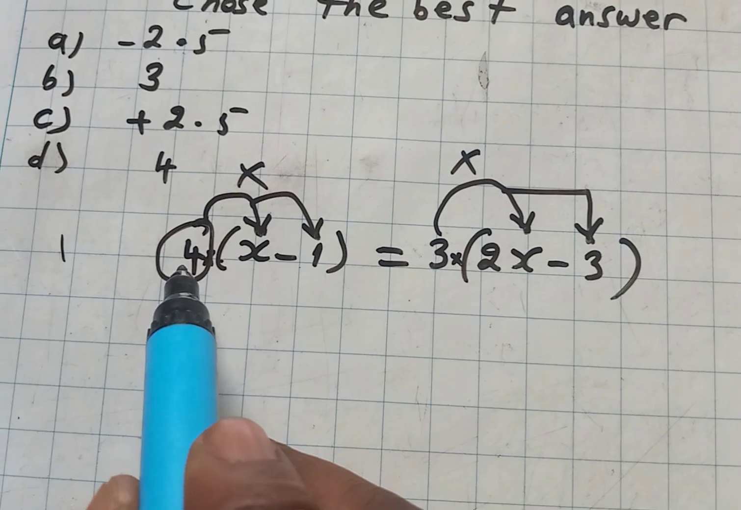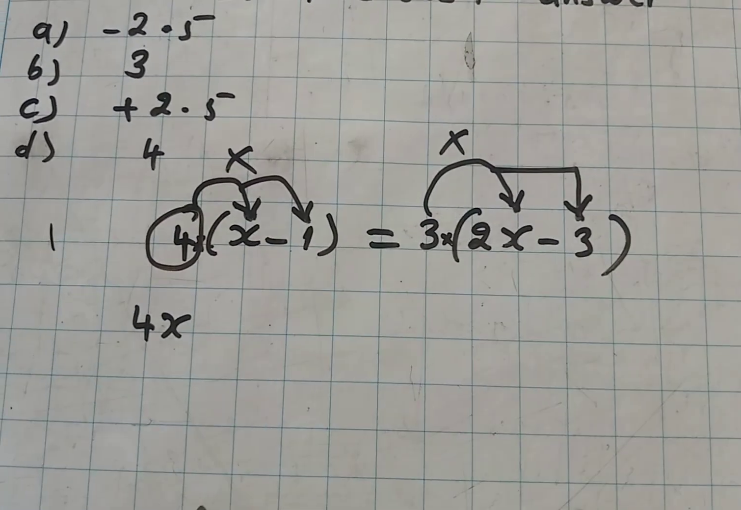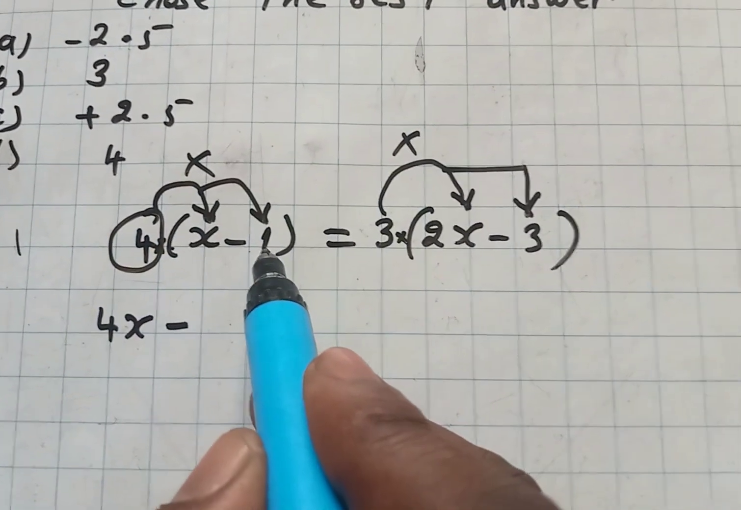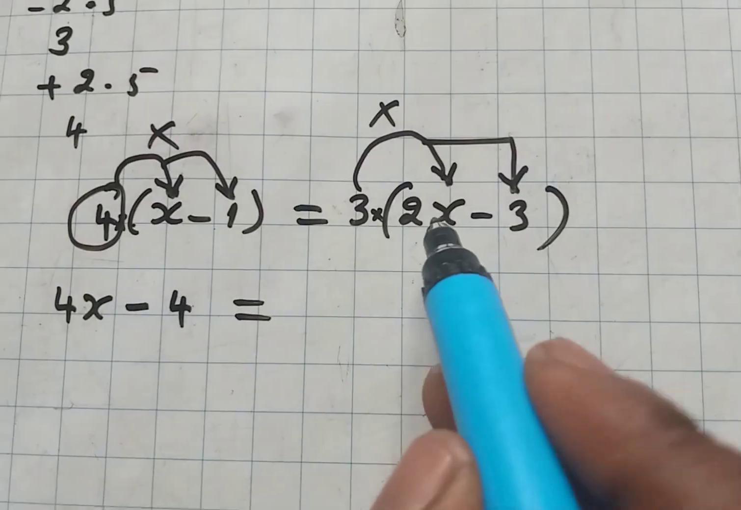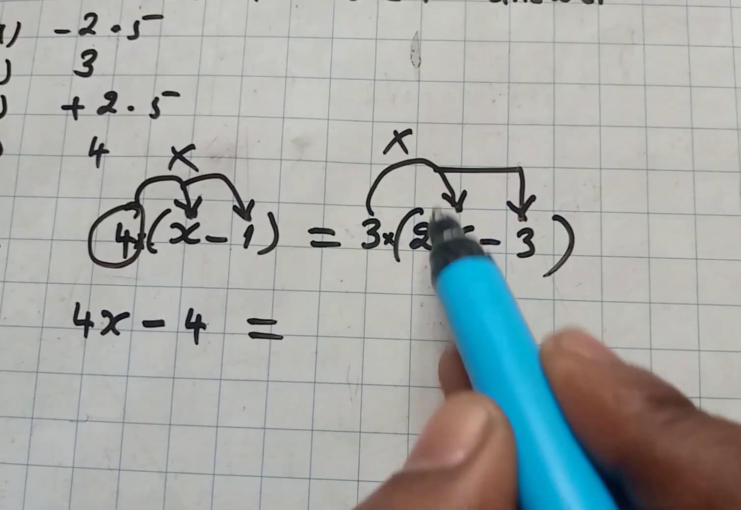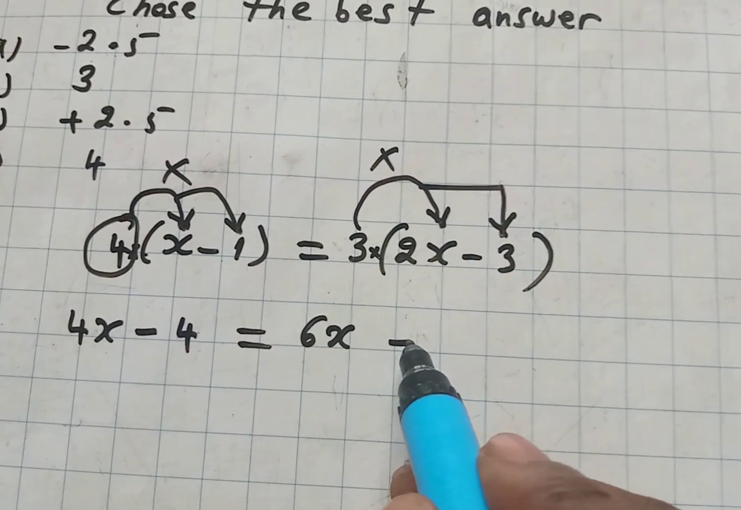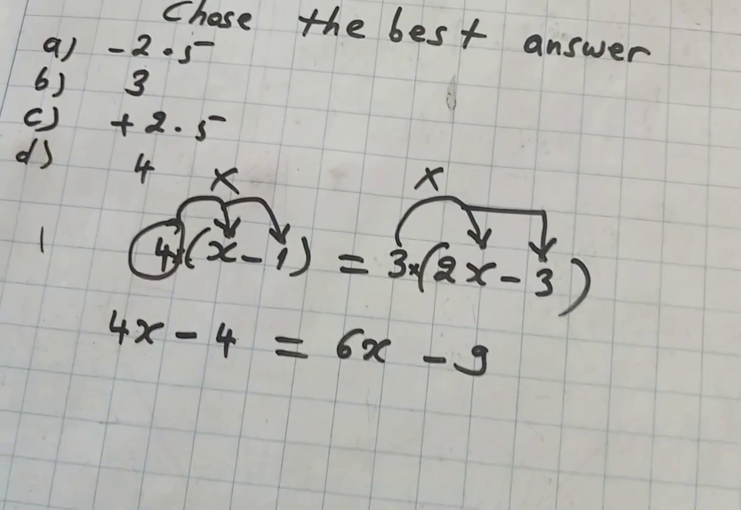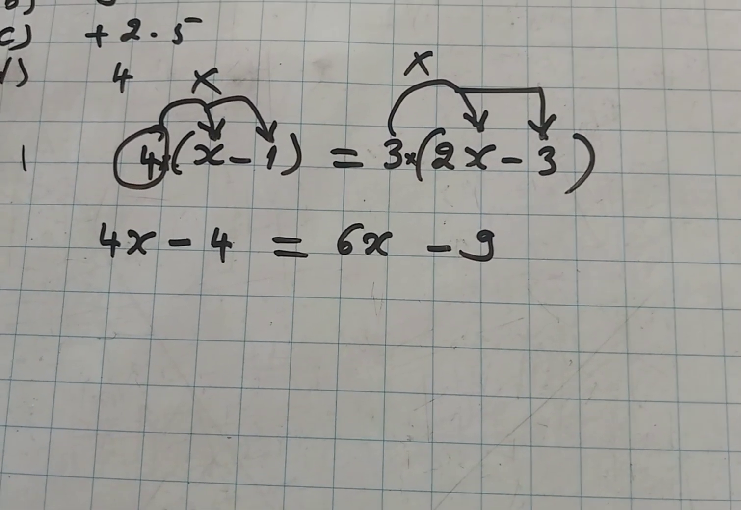So this is 4 times x, we have 4x. Then minus 4 times 1 is equal to 4. Now on the other side we have 3 times 2x, which is equal to 6x. Then minus 3 times 3 is equal to 9. So we have this equation without brackets.